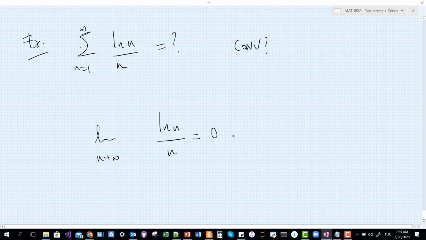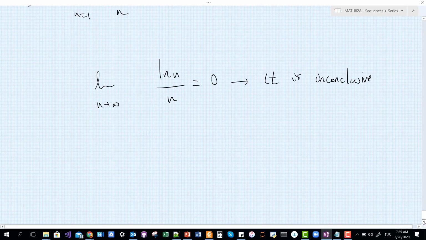Is it divergent or convergent? Neither of them, right? It is inconclusive. So the test doesn't give you any result. The test fails at this point. So it is inconclusive, neither of them. I cannot say anything about this series. It might be convergent or divergent, depending on other tests we are going to learn later.